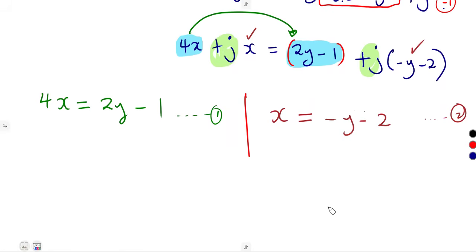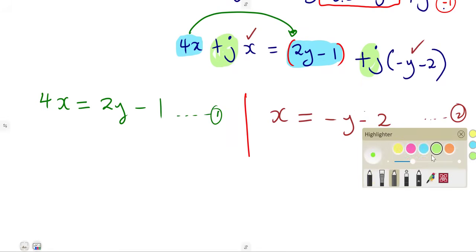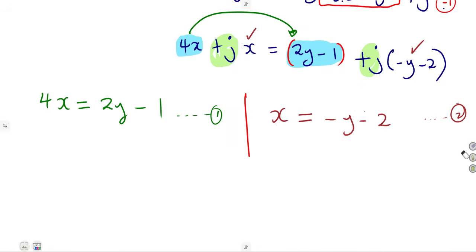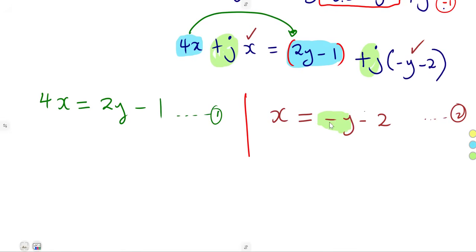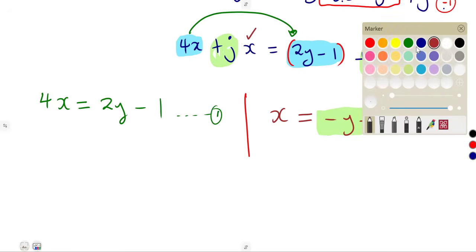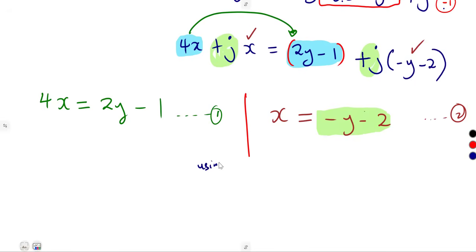In this case, substitution can be easier because I can see on equation 2, x is already the subject of the formula. X is equivalent to this. So in place of x in equation 1, I can substitute with this using the substitution method. So using the substitution method, let us substitute equation 2 into equation 1.